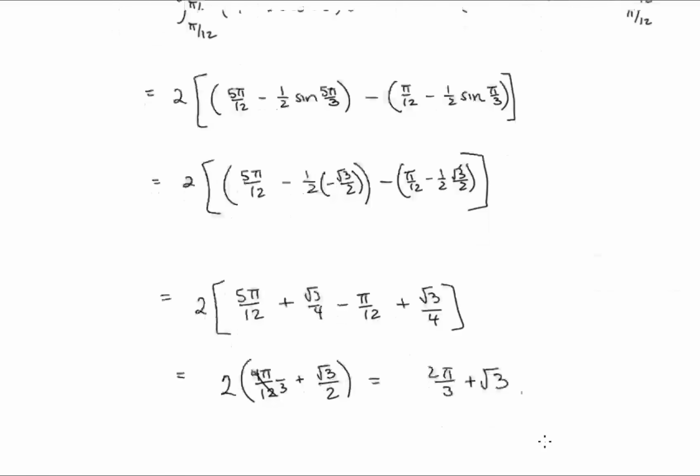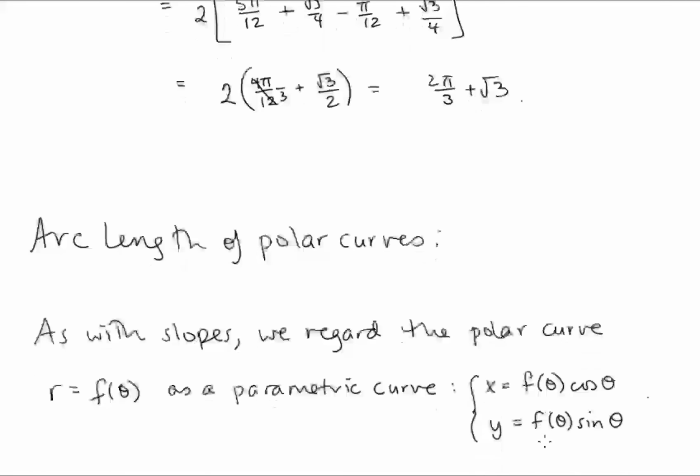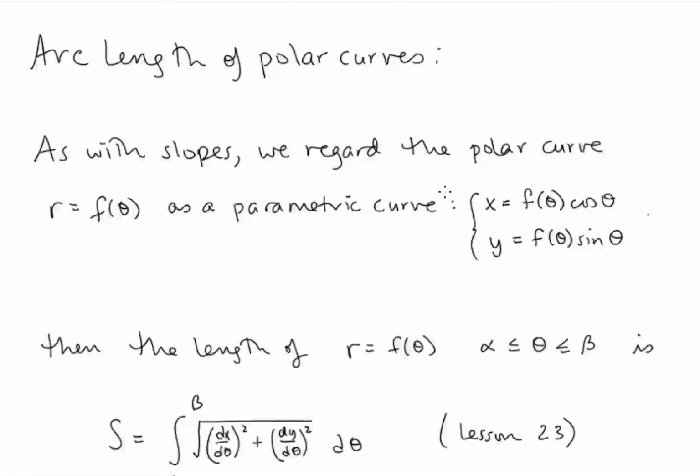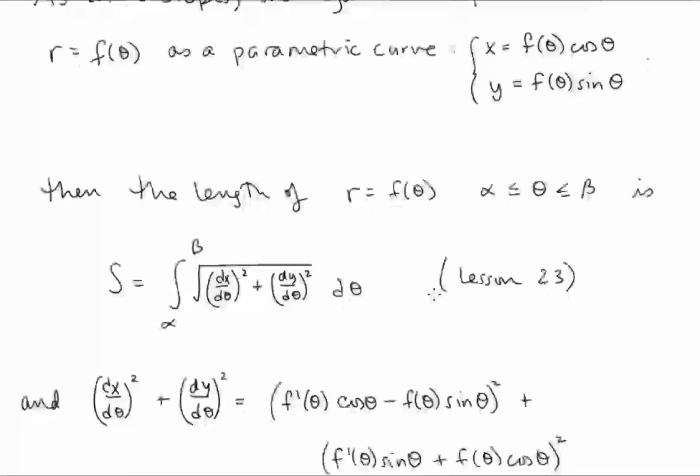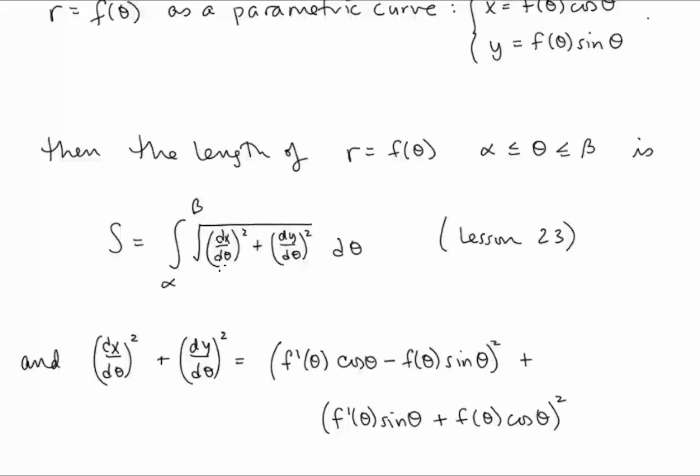Now let's take a look at one more topic, arc length of polar curves. So now we want to find the length of these polar graphs. And just as with slopes, we want to regard these polar curves as parametric curves by thinking of x as r cosine theta, or f of theta cosine theta, and y being f of theta sine theta. And so the length of r equals f of theta using the parametric equations would look like this.